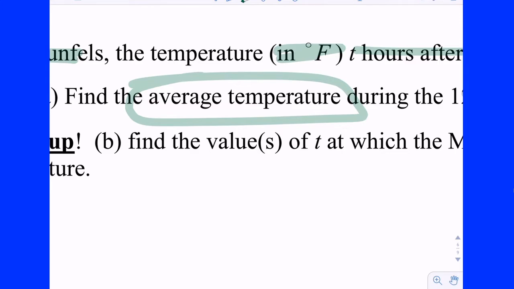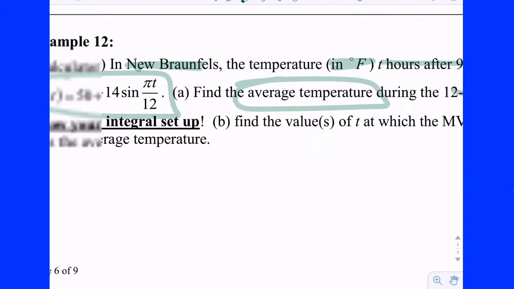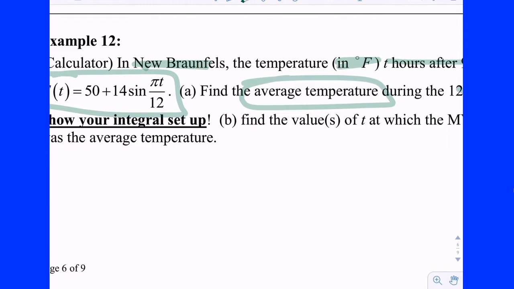Okay, now it says to find the what? Average temperature. Is that the average value? Yeah, or is it the average rate of change? Whoa. We got to be careful. We have two averages now, right? Average rate of change and average value. Average rate of change is change in y values over the width, right? Difference quotient. Average value now is the what over the width? Integral. So they're both going to involve some kind of subtraction, right? The definite integral, when you evaluate it, is subtraction over the width, and then the average rate of change is change in y values over the width.